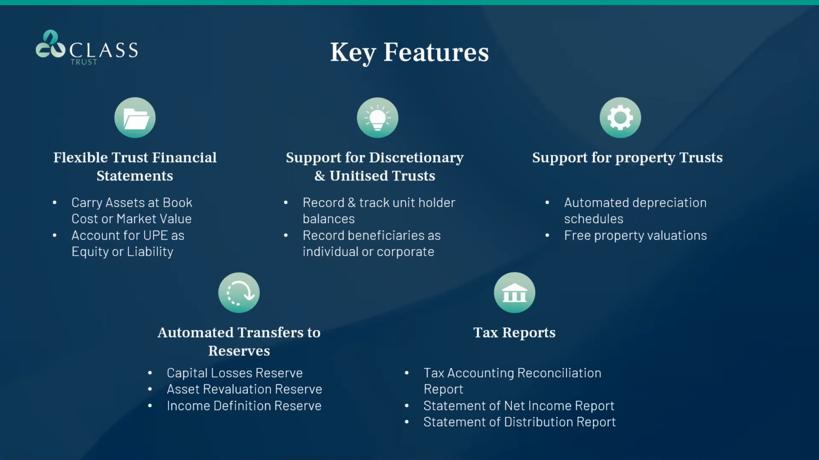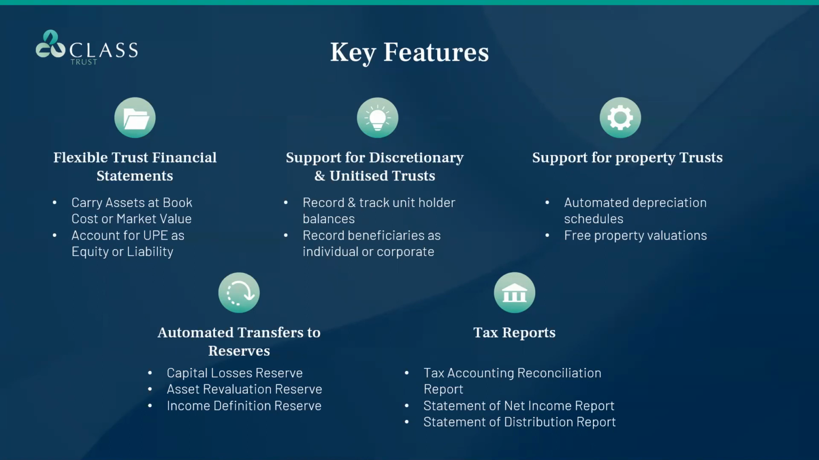For the beneficiary distribution, there's also a lot of automation with the transfers to the reserves. If there are any capital losses for the period, which obviously can't form part of the distribution, Class will automatically journal these to the capital losses reserve and disregard them from the amount available for distribution. And if there's a capital gain in the following year, Class will know the relevant amount it needs to auto journal out of the reserve and again adjust the amount available for distribution.